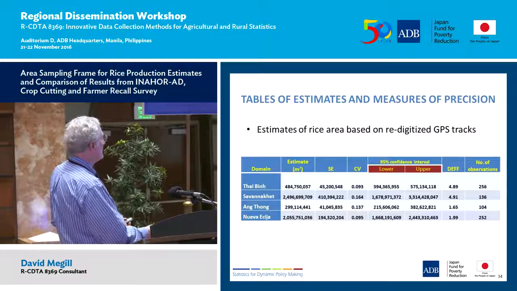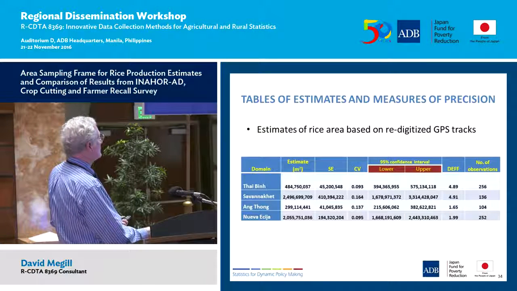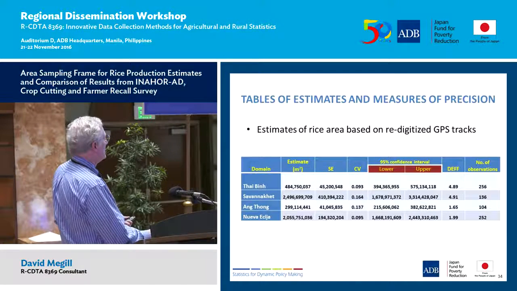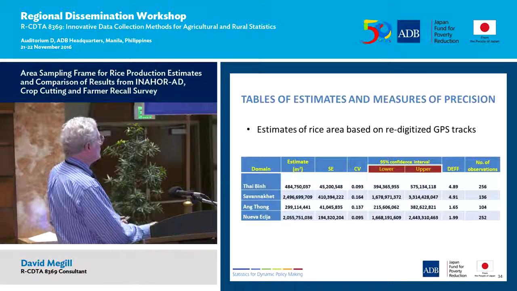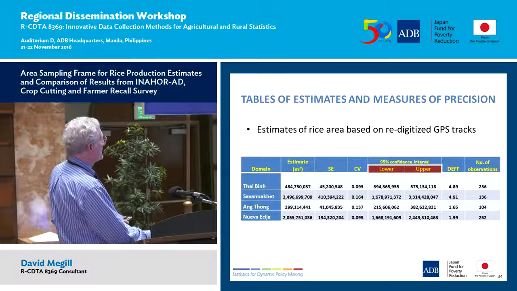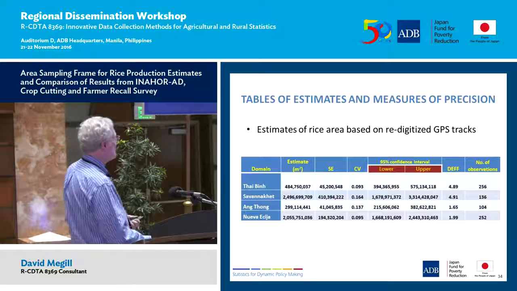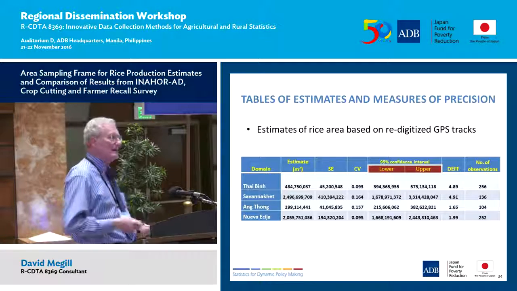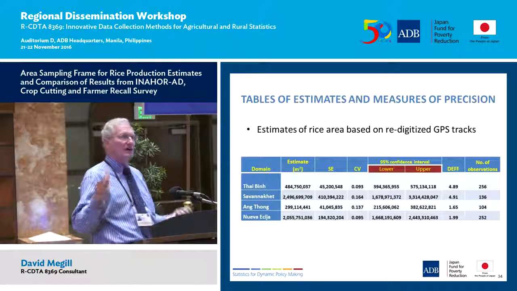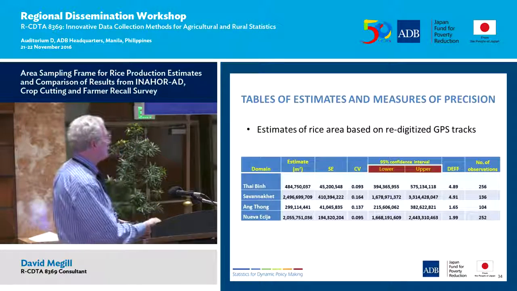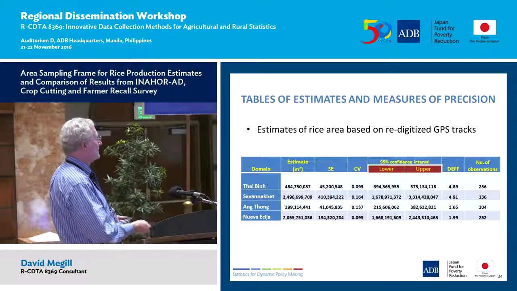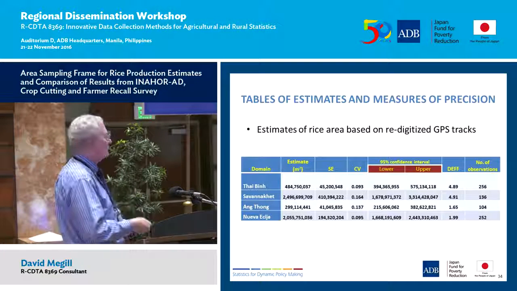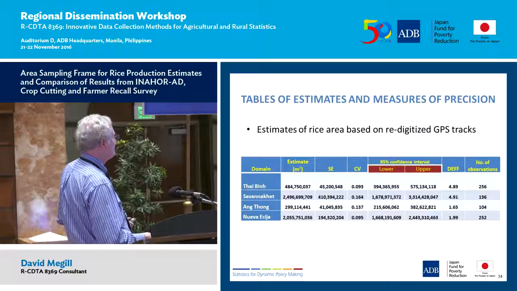Okay, so for each of the provinces here, we have the estimates of total area in meters squared, and we have the standard error, the coefficient of variation, our relative standard error, the confidence interval, the design effect, and the number of observations. In this case, the number of observations is the number of plots. Remember, the maximum number of plots would be 120 times 4, but you can see there's less than that for each country, depending on how many of the meshes actually had rice on them.